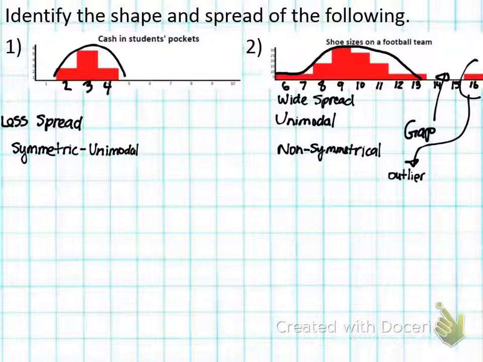Any questions on numbers 1 or 2? No. Okay, so why don't you turn to your neighbor, 1s tell the 2s how we figured out the first spread and what the shape was, and then 2s tell the 1s how we figured out all the different parts.